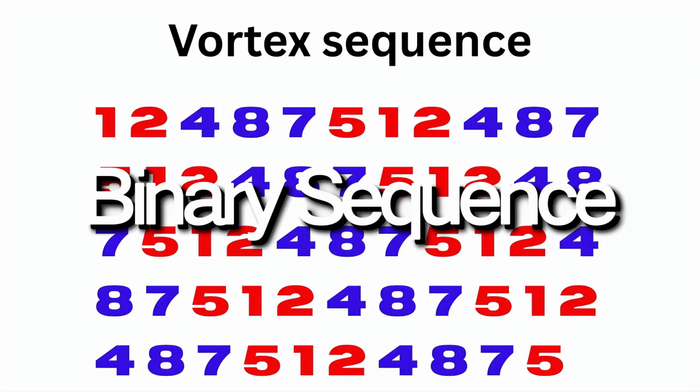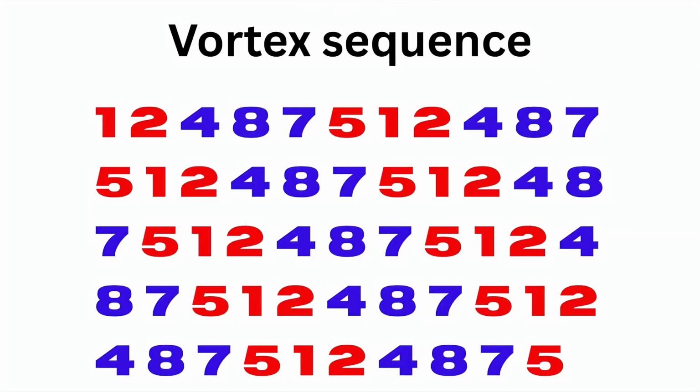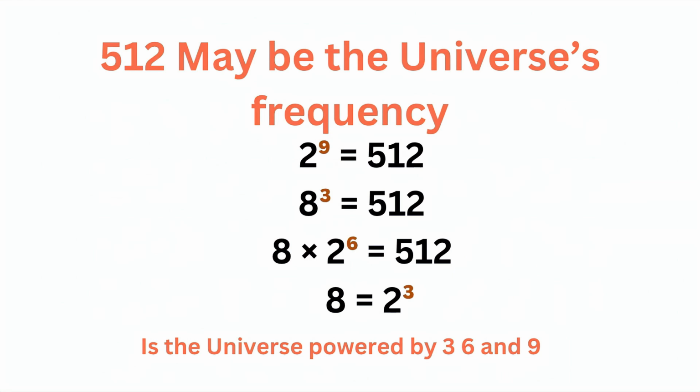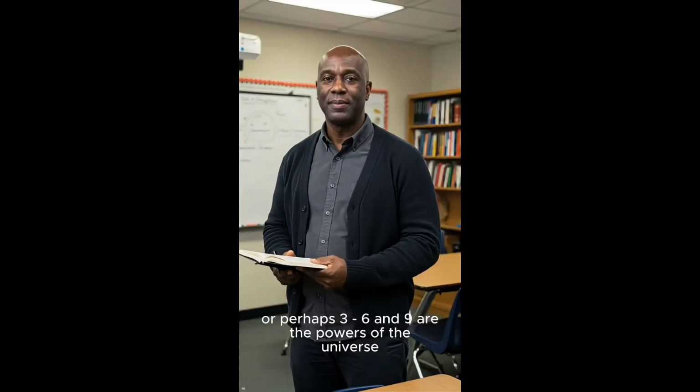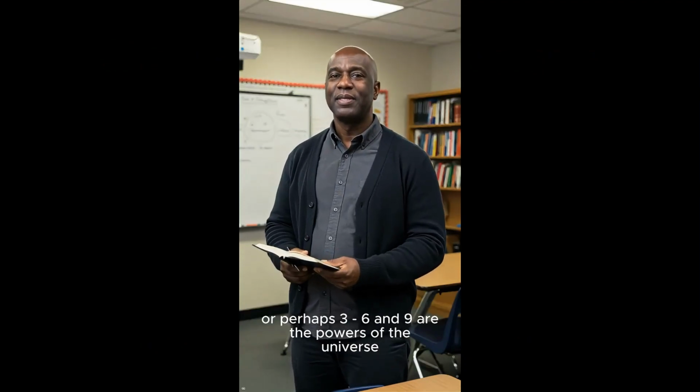The repeating 1, 2, 4, 8, 7, 5 sequence may be viewed as a repetition of 512 and 487, as in 512, 487, 512, 487, 512, 487, and so on. The 512, which is 2 to the 9th power, and 8 to the power of 3, as well as being 8 times 2 to the power of 6, 8 in itself being 2 to the power of 3. Coincidence? Or perhaps 3, 6, and 9 are the powers of the universe.